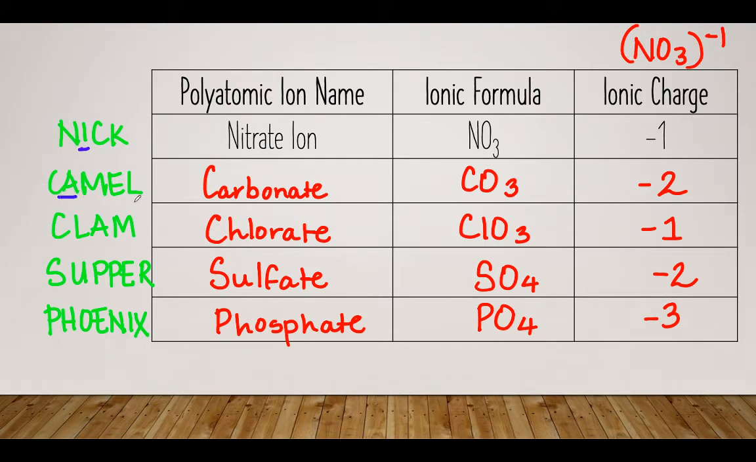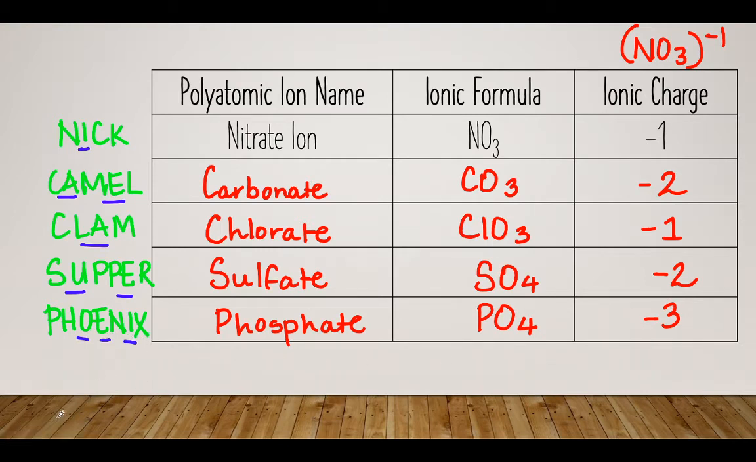Camel has 2 vowels, which means the charge is 2. Clam has 1 vowel, charge is 1. Supper has 2 vowels, charge is 2, and Phoenix has 3 vowels, which means the charge is 3.